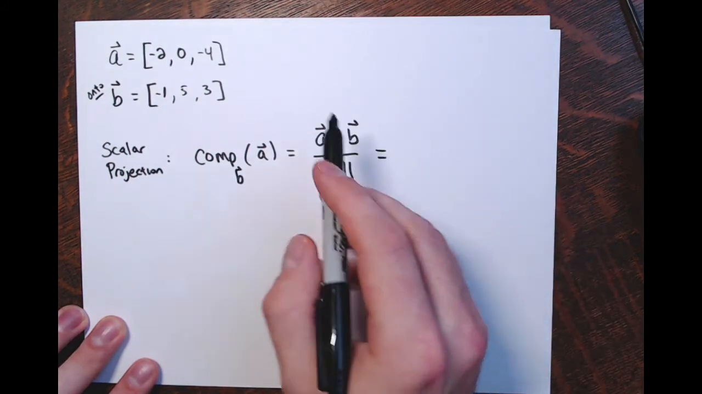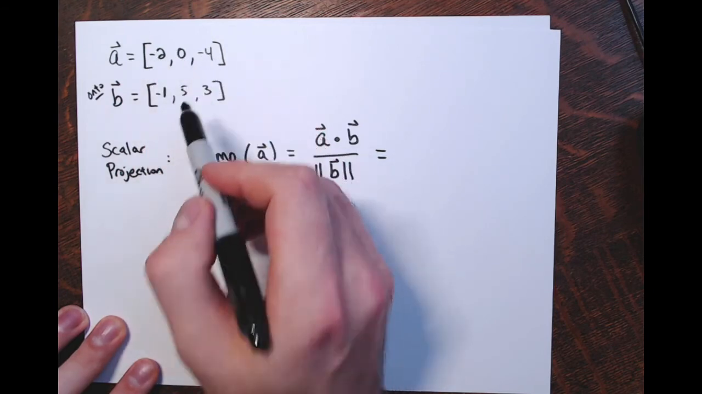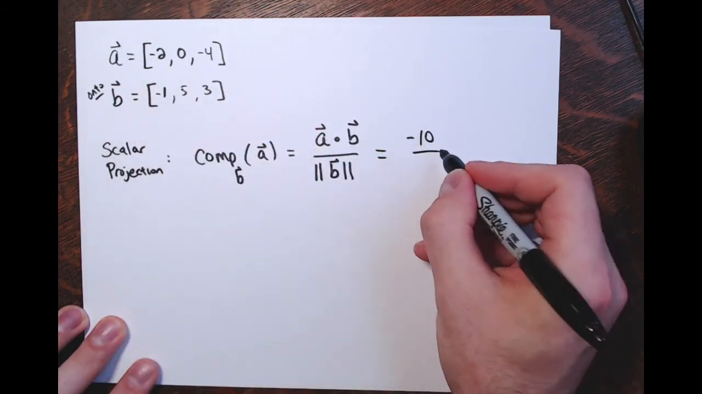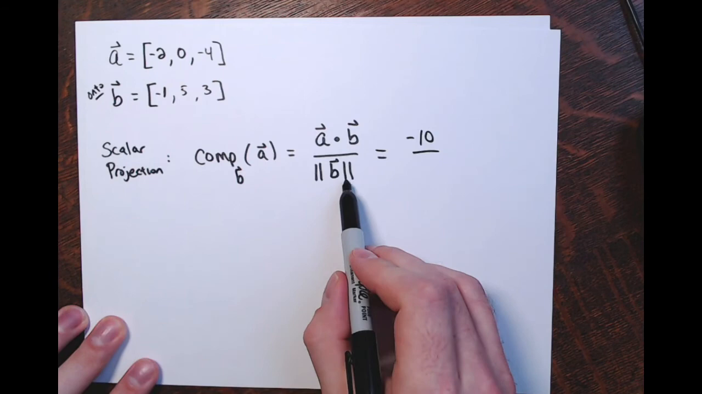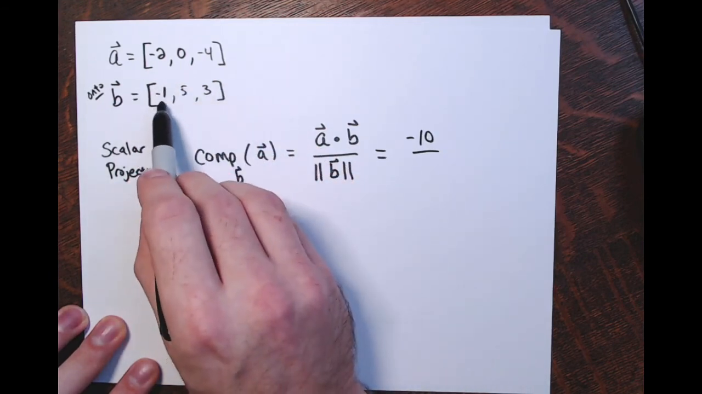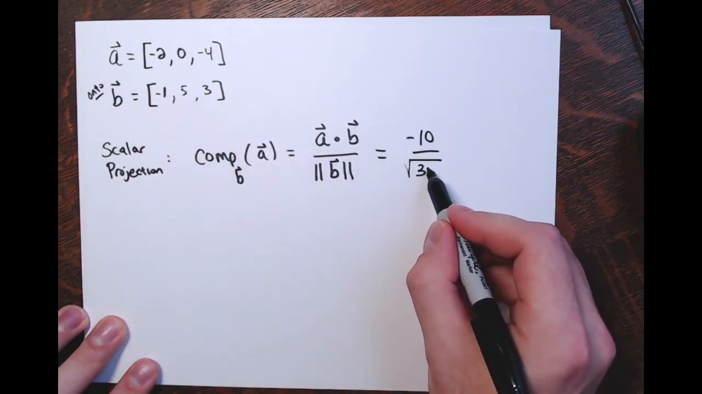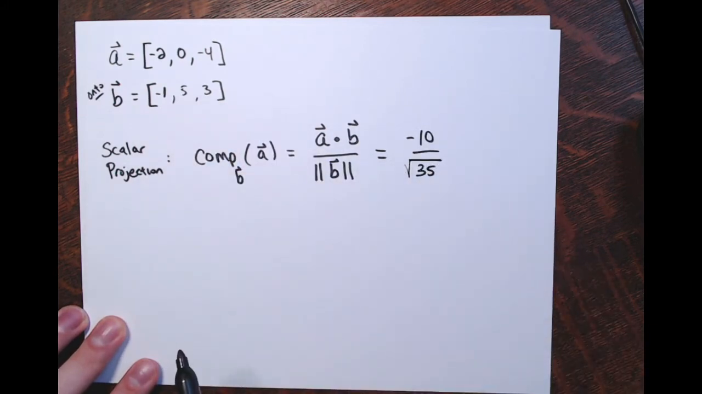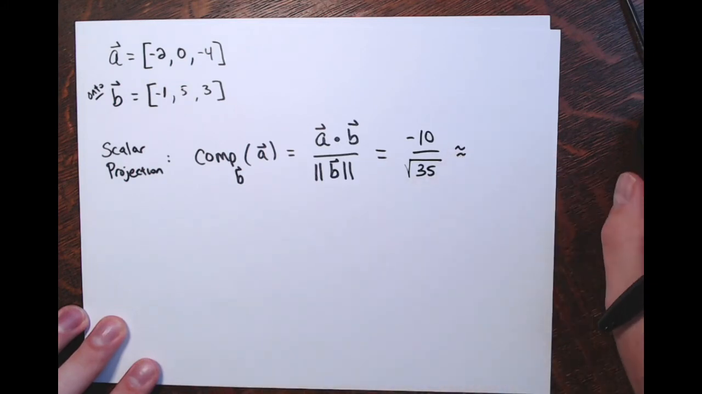A dot B, 3 components, right? So it'd be 2 plus 0 minus 12, so -10. Right? 2 plus 0 minus 12. -10 in the numerator, and then the norm or magnitude of B would be the square root of 1 plus 25 plus 9. This is square root of 35. Right? And they want us to round to 2 decimal places.